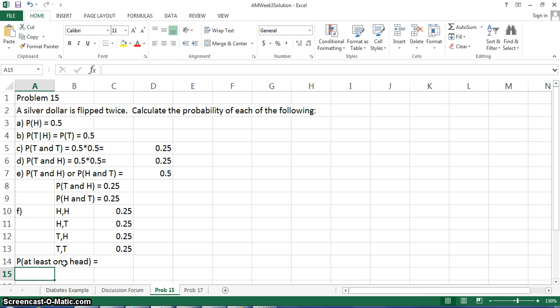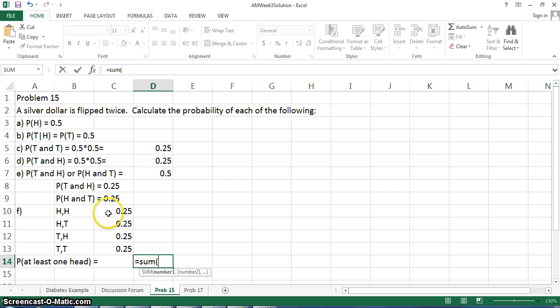Three of these outcomes include at least one head as part of the outcome. So we would simply sum up the probabilities of the three outcomes that include at least one head. Again, none of the four outcomes listed can occur at the same time, so we're using the addition rule to calculate this probability, and it's 75%.